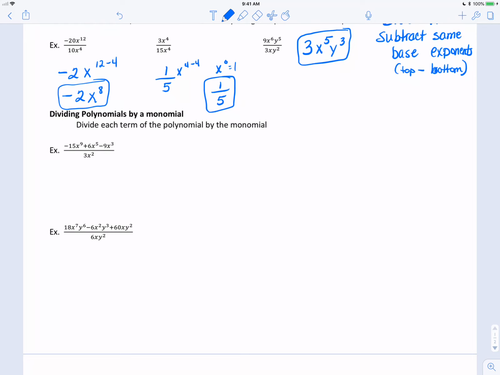All right, well, what if we have a whole polynomial and we want to divide by a monomial on the bottom? Well, that's not too hard. These are going to be the easy ones. Our next video will be the harder ones, I promise.